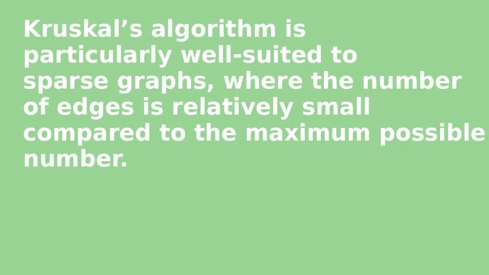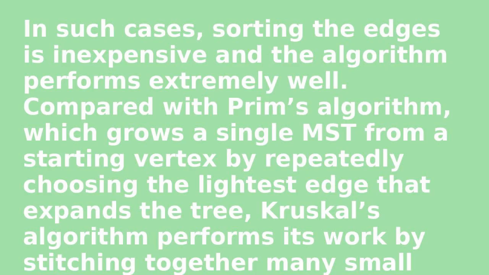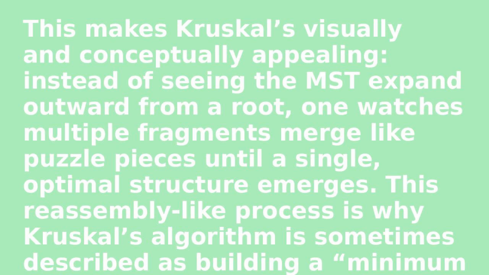Kruskal's algorithm is particularly well suited to sparse graphs, where the number of edges is relatively small compared to the maximum possible number. In such cases, sorting the edges is inexpensive and the algorithm performs extremely well, compared with Prim's algorithm, which grows a single MST from a starting vertex by repeatedly choosing the lightest edge that expands the tree. Kruskal's algorithm performs its work by stitching together many small components until they coalesce into one. This makes Kruskal's visually and conceptually appealing.